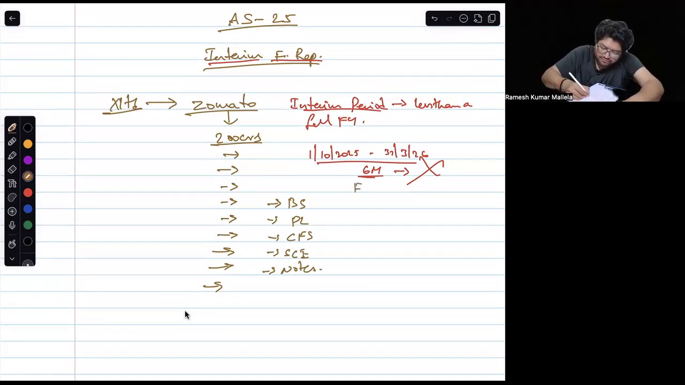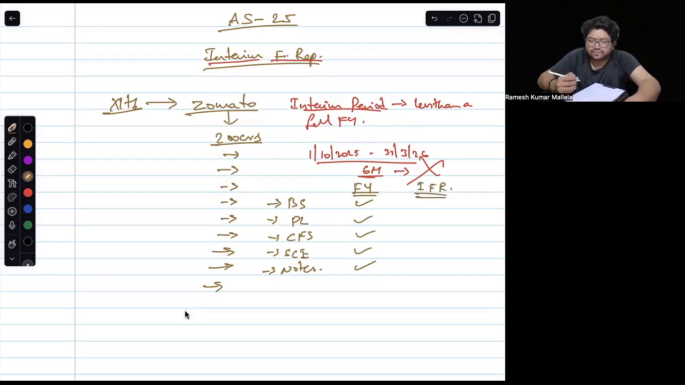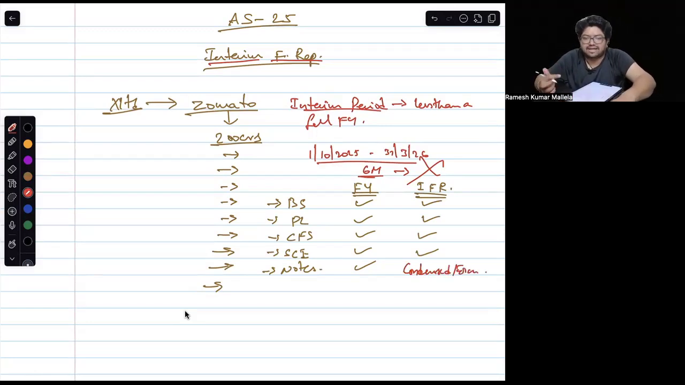Even for full year financial statements, if these are all there, in interim financial report also, balance sheet should be prepared. P&L should be prepared. Cash flow statement should be prepared. Changes in equity should be prepared. Notes can be, if there are no great differences, in condensed form. Am I making sense?